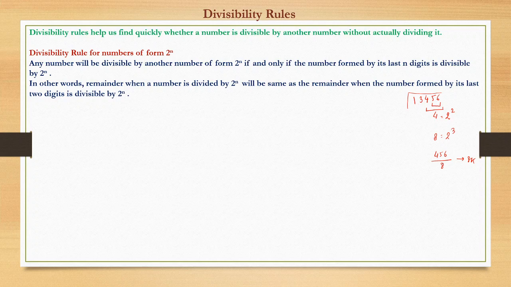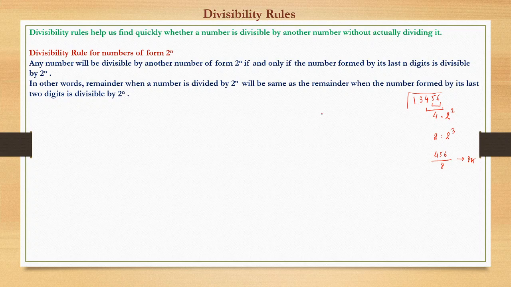Now we'll try to understand the logic behind the same. Why is this so? Before even coming to this, we should know what a divisibility test is. A divisibility test is a certain set of rules through which we can quickly identify whether a given number divides another number or not. Now let's come back to the divisibility rule for 2 raised to power n.